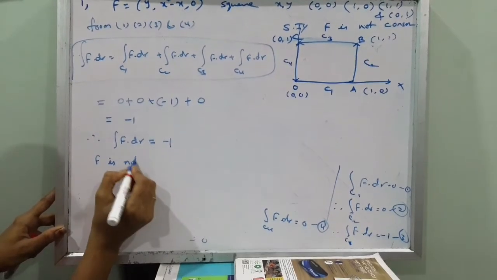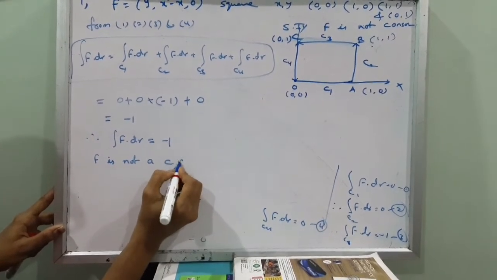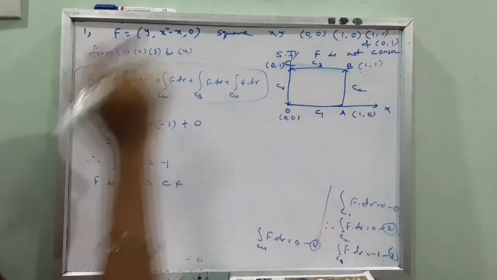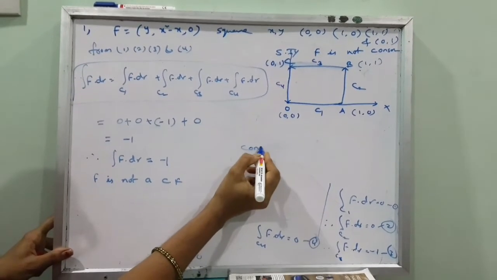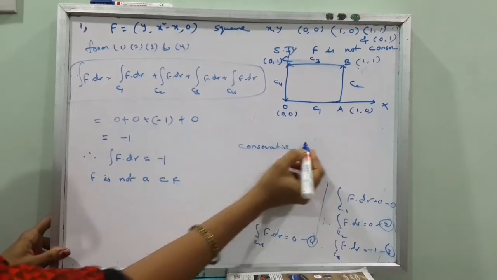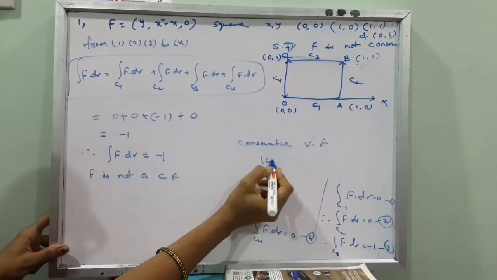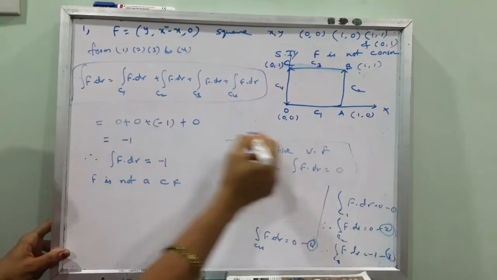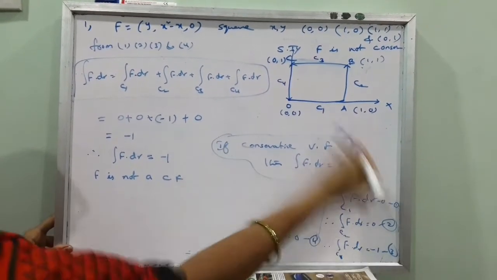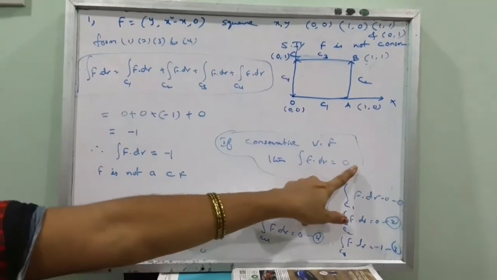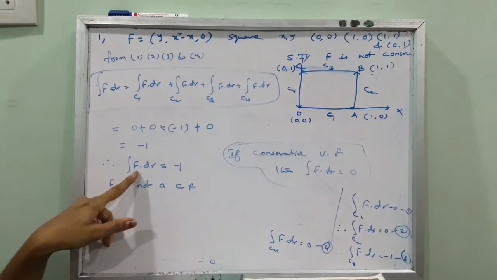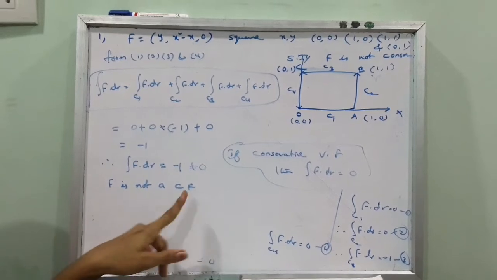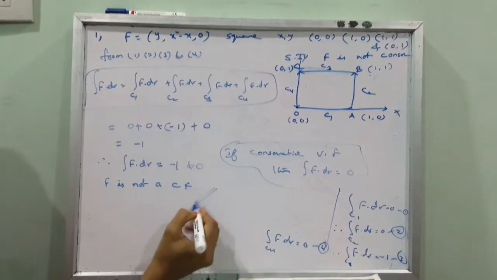Hence f is not a conservative vector field. Suppose f is a conservative vector field, then the integral of f dot dr must be 0. Here we got f dot dr equal to minus 1, which is not equal to 0. Then f is not a conservative vector field. Hence proved.